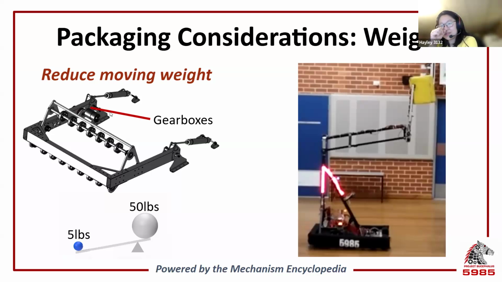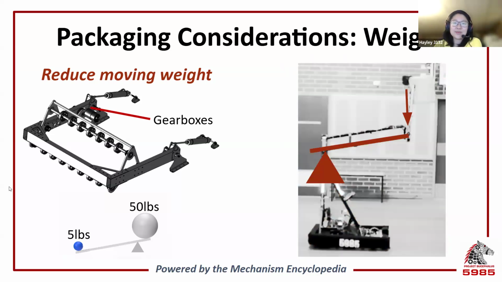Minimizing the weight also allows you to use up less of the power budget. So the picture on the right here is a 2018 game. It's an arm design for the 2018 game, which needs to lift milk crates up in the air. So recall our lever examples from before.